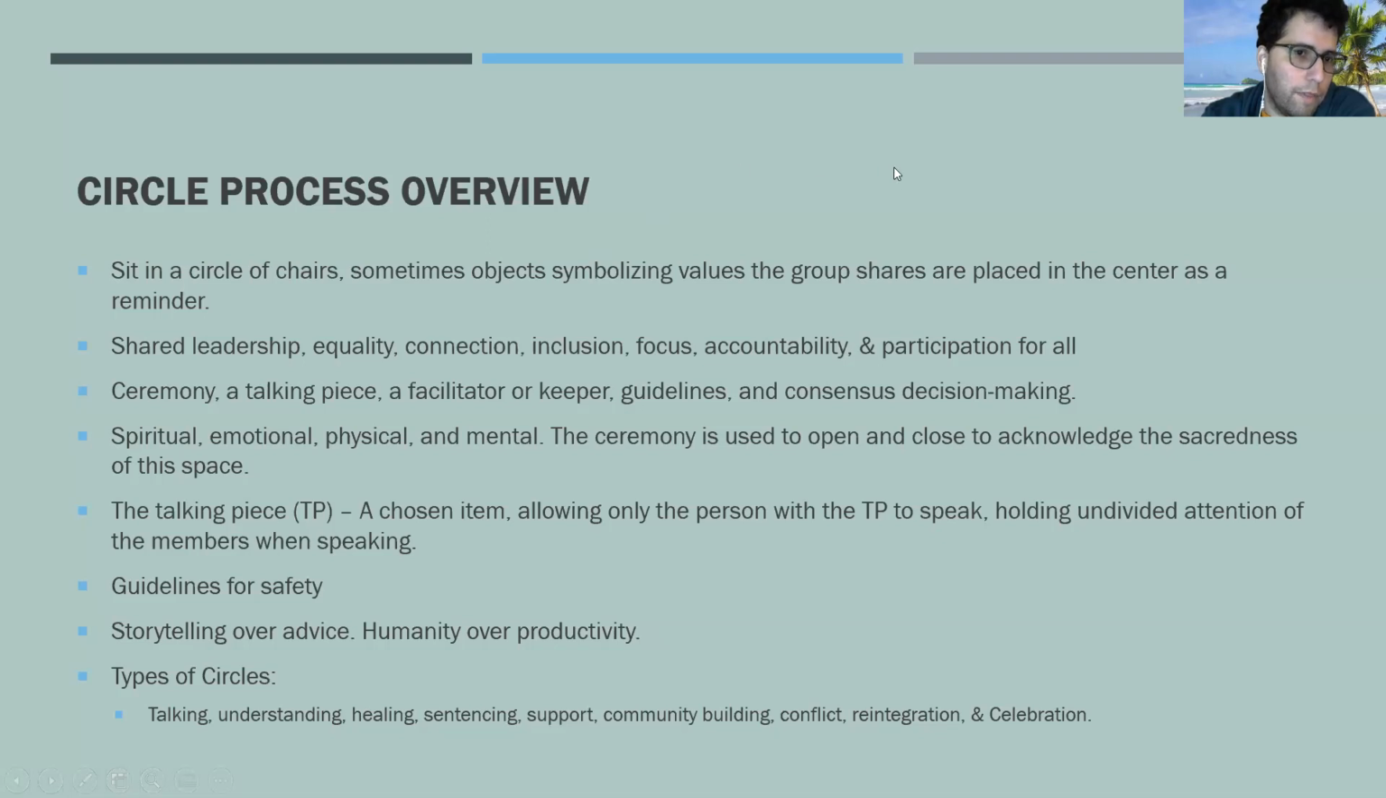So a little bit more, again, in terms of the setup. Typically, pre-corona, you can do this over Zoom, of course, but if you're going to be starting to meet in person with COVID, then just think about setting up a circular arrangement of chairs. Oftentimes there are objects that symbolize values of the group in the center as a reminder of what each of us stand for.